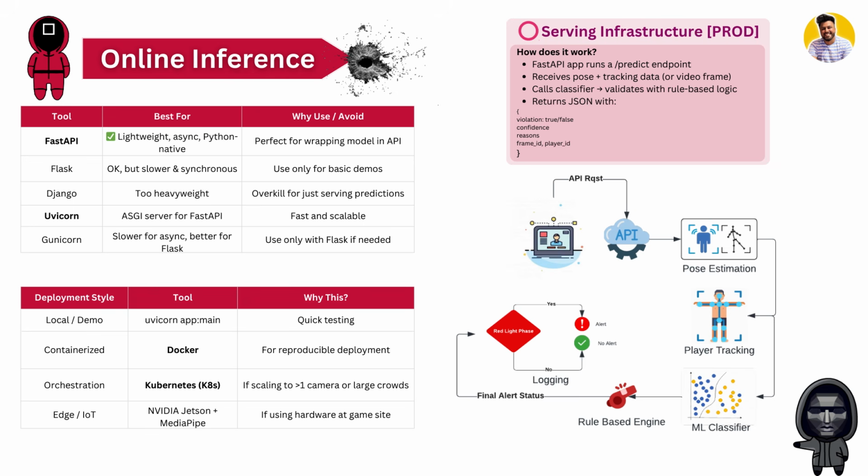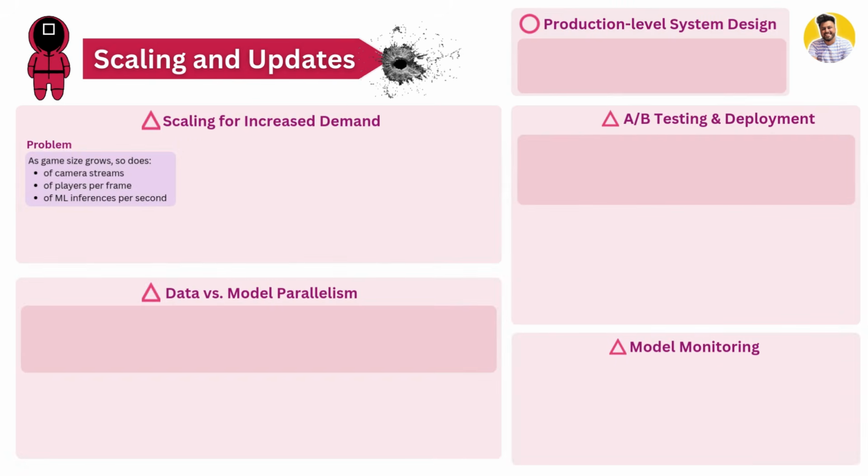So at a production level, it works like this. The FastAPI app runs the predict endpoint, receives pose and tracking data, calls the classifier, validates it with the rule-based logic, and returns the JSON, that is violation, confidence, reason, and the frame ID or the player ID as well. And now the point comes for scaling and updating the pipeline or the model, that is more crucial in the system design part.